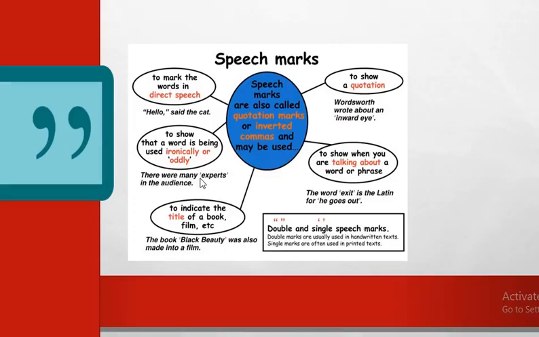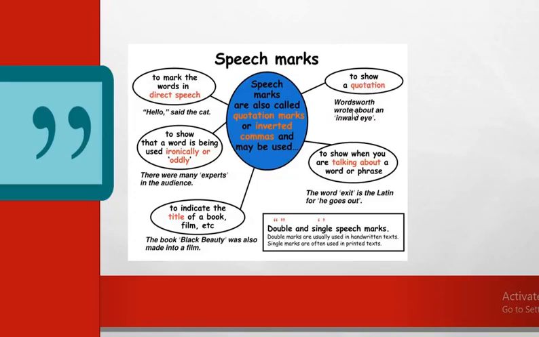There were many 'experts' in the audience. In the sentence, the word expert is confined within single quotation marks. Here, hello is within double quotation marks. To indicate the title of a book, film, etc. The book Black Beauty was also made into a film.